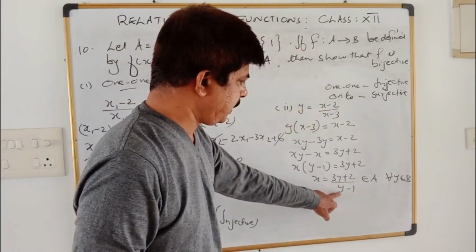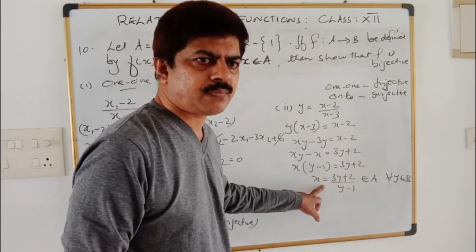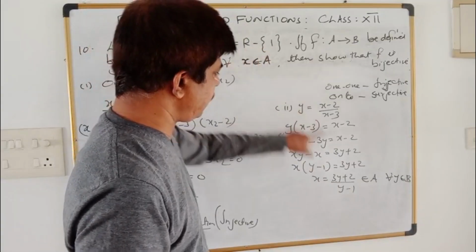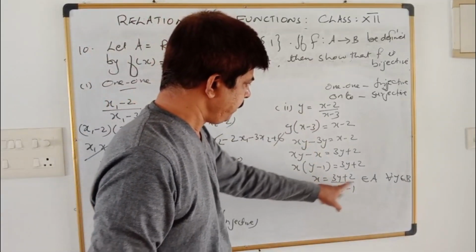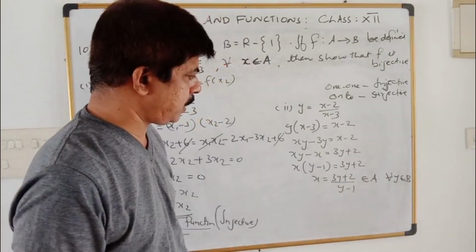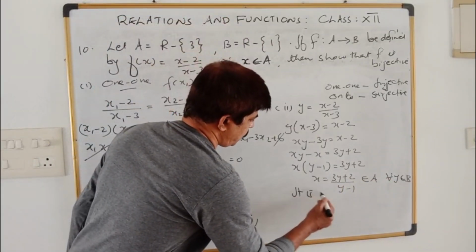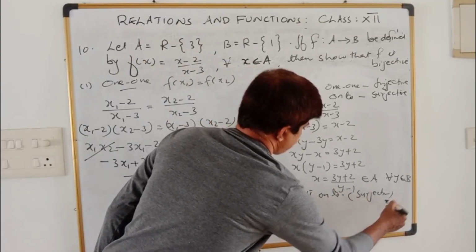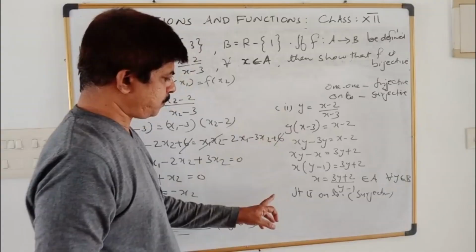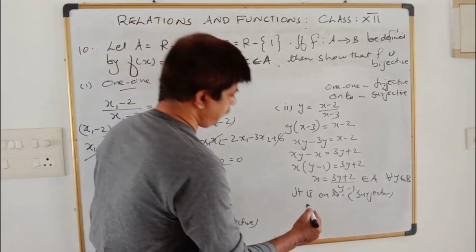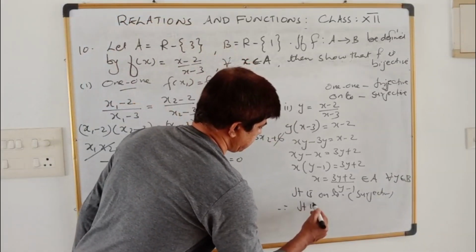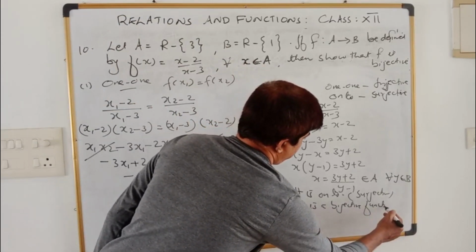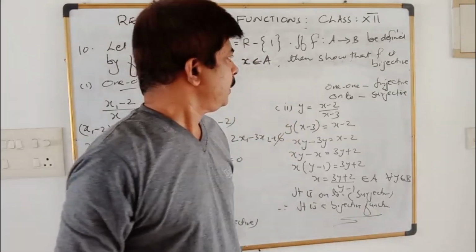For every y we will get a corresponding x value, because y is actually any real value except 1, all the real values are satisfied. For every y belonging to B we are getting a corresponding x value. So it is onto also. Onto means it is surjective. So this function is both injective and surjective. So it is a bijective function. So you have understood this.